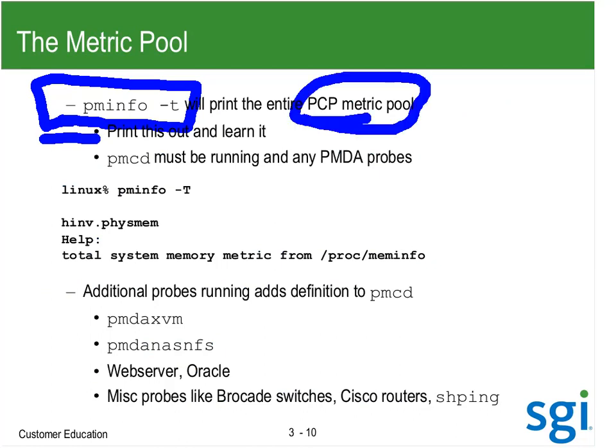But no matter what system I'm looking at, a pminfo -t will tell me what metrics I can get to. I advise you to print it out and learn what the groupings and the metrics are. We're going to go through maybe 60, 70 metrics that are in that list.